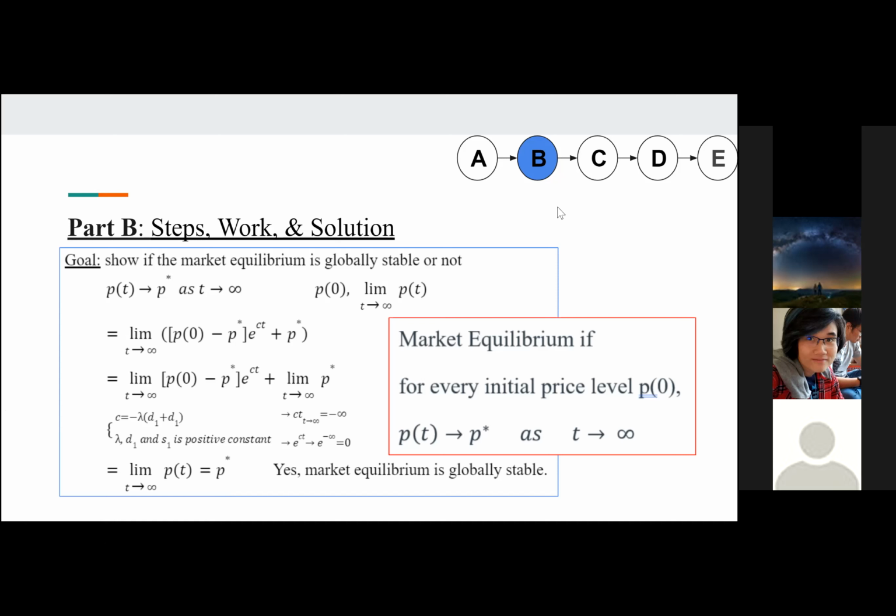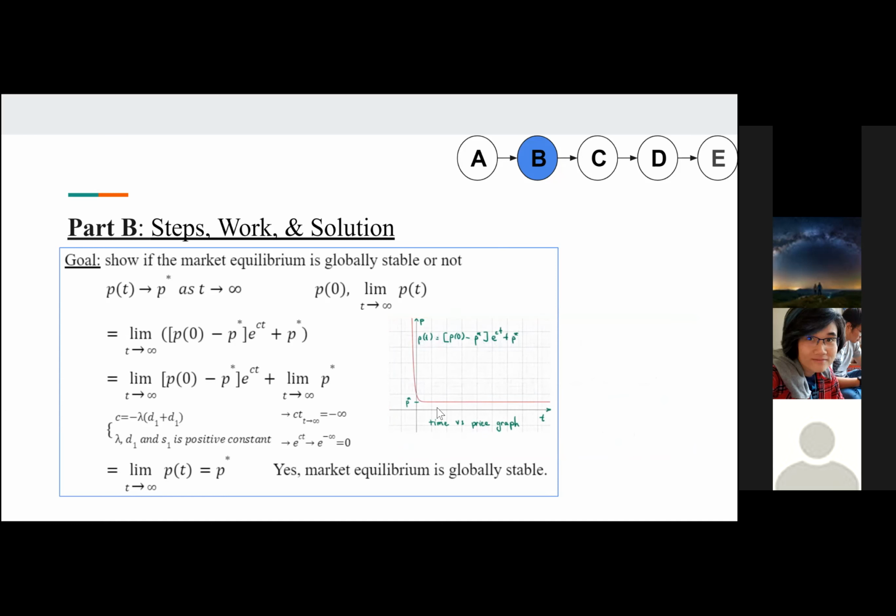To make it easier to visualize, we graphed it like this for you. As you can see, the graph is approaching P star as time goes by. Now I'll pass the next step to Jude.